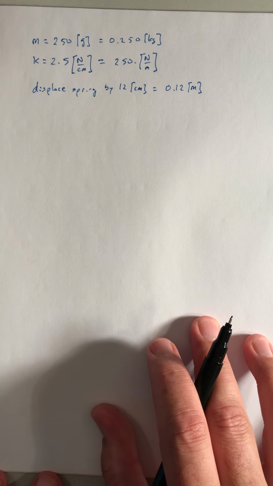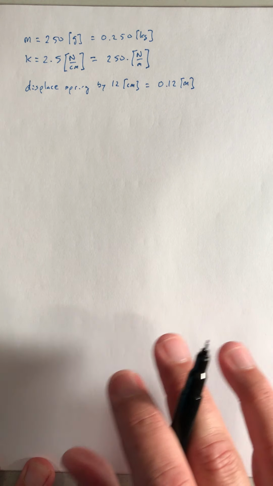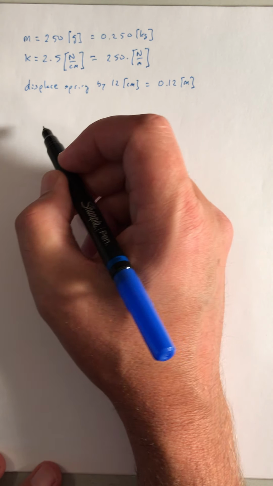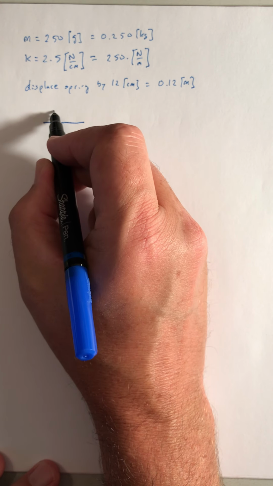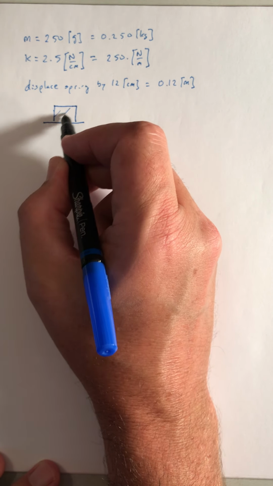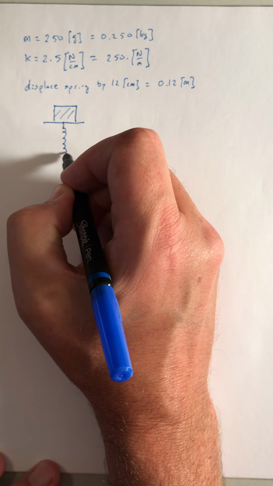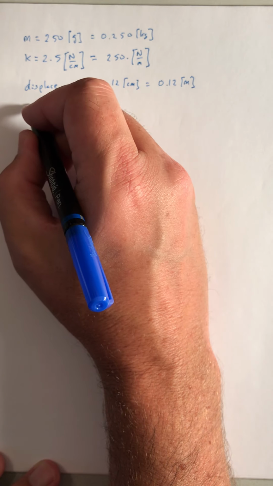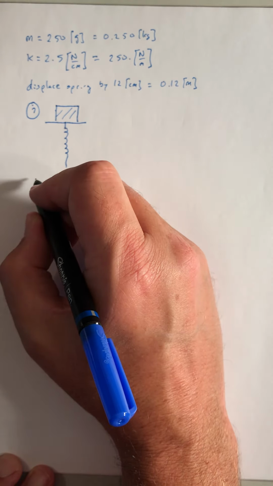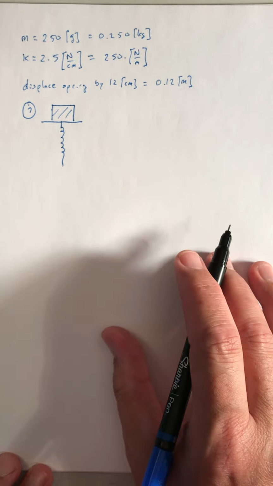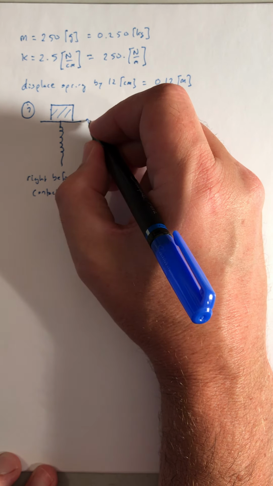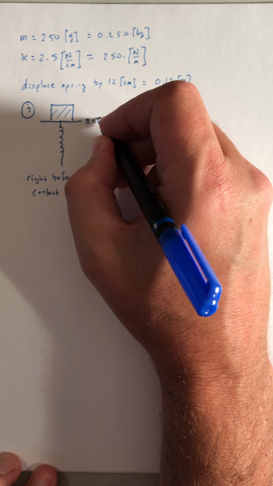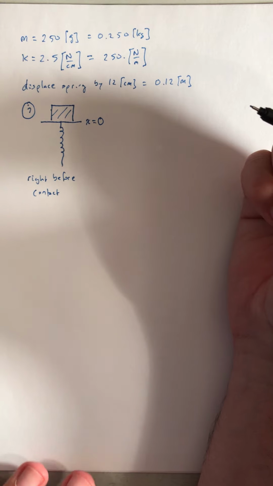meters. We need to be clear and thoughtful about what our initial and final states are going to be to apply the conservation law for energy. So for my initial state, the mass has just made contact with the spring. So the instant of contact, or you could say right before contact. And the spring hasn't done anything yet, so it's still at its equilibrium extension.